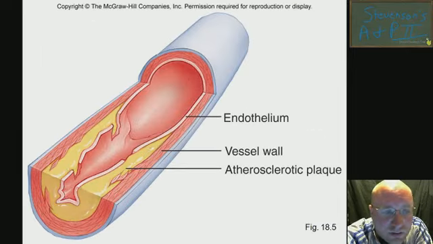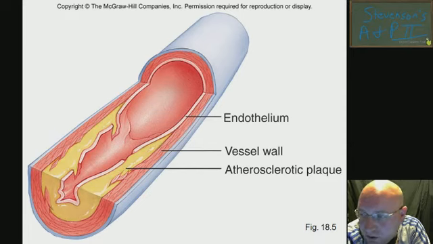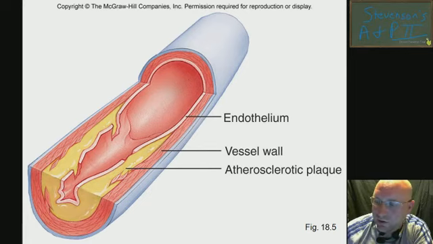Here we can see in this vessel we have three layers. We're looking at the endothelium. We have the vessel wall. I'm looking at an artery here, with atherosclerosis. And we can see the atherosclerotic plaque building up. And notice the size of the chamber has gone from extremely wide in comparison.